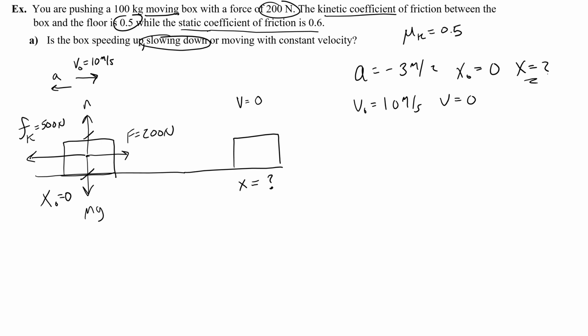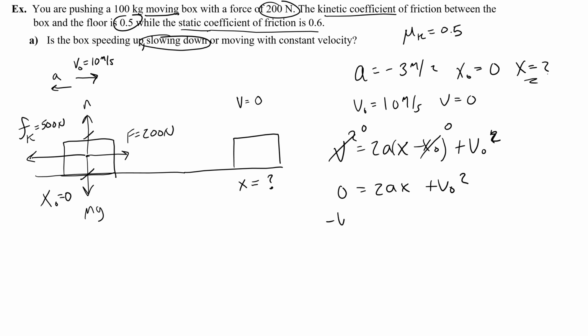Okay, so notice that I'm not given time, and that's my clue that I should use the equation without time, or the "ain't got no time" equation. I get rid of anything that's 0, so the final velocity is 0, the initial position is 0, so 0 equals 2ax plus v naught squared. Then I subtract v naught squared from both sides and divide by 2a, so I can find x, the final position. So to figure out how far forward it goes, I would take that 10 meters per second, the initial velocity, square it, and then divide by 2 times my acceleration.